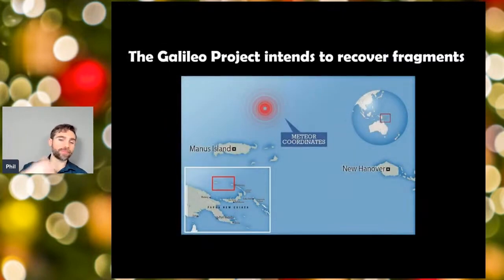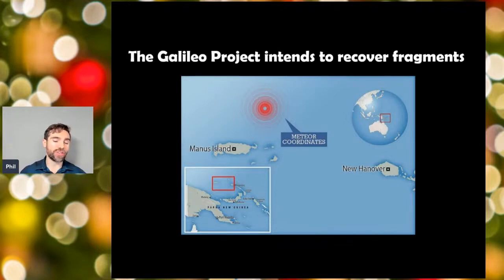I think just north of Papua New Guinea, in the ocean there. And the Galileo Project is intending to look at recovering some of those fragments. Now, I don't know how plausible that is. Trying to find something at the bottom of the ocean is going to be very difficult. But if we could get any material that's coming from a different solar system or different star, it's going to tell us a lot about how planets form and other things as well. So if we can get this, it's going to be something that formed with other planets, not our own.